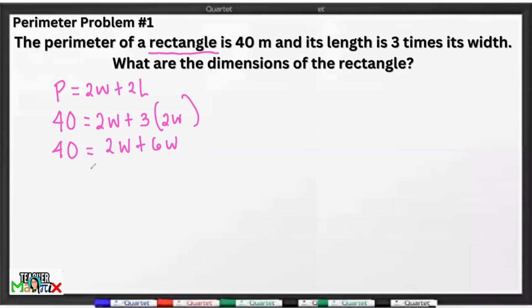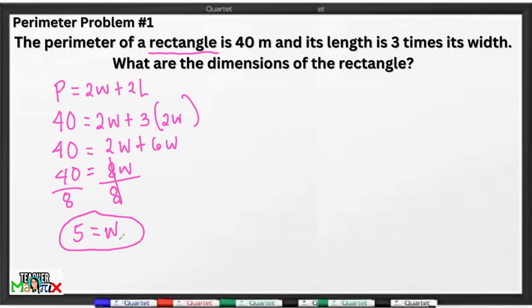Then, add. So, this is 8 width, 40. Then, get the value of the width. Okay? Over 8. Over 8. Okay? 40 divided by 8, that's 5. So, meaning, yung width natin pala ay 5. 5 meters. Okay, encircle muna natin yan.